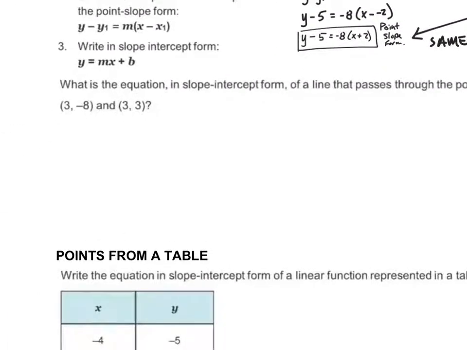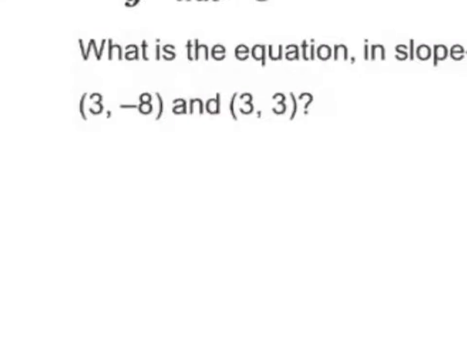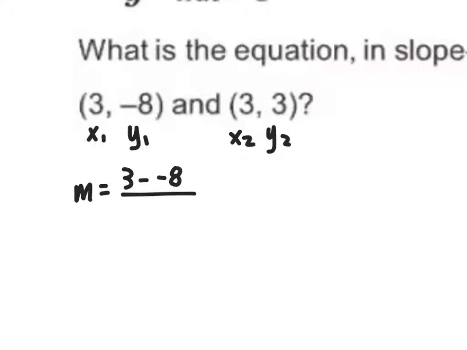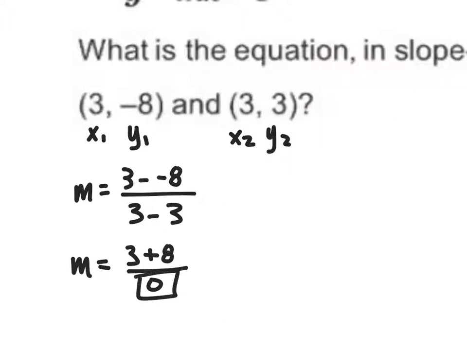And let's go ahead and do this example. I'm going to call this x sub 1, y sub 1, x sub 2, y sub 2. We're going to do the same method. Find my slope, which is 3 minus negative 8 over 3 minus 3. Let's see what we get here. This is really 3 plus 8 over 0. Ooh, this is interesting. This is going to give us 11 over 0. Now, here's the deal. We can't divide by 0.